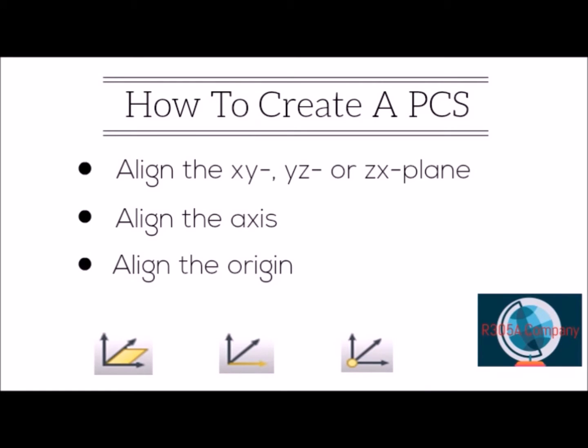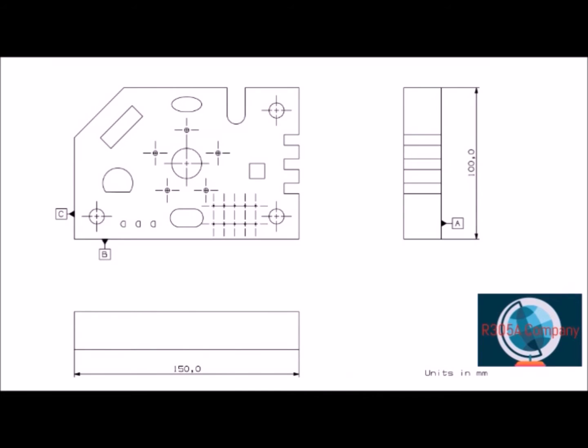In this video, I'll be showing the setup of the machine followed by the steps in establishing a part coordinate system of this template. A is the bottom surface of the workpiece. B is the horizontal line at the bottom surface of the workpiece. C is the vertical line at the bottom surface of the workpiece.